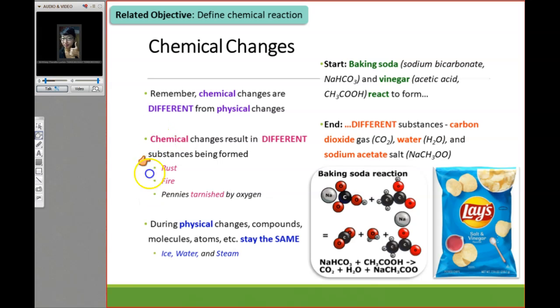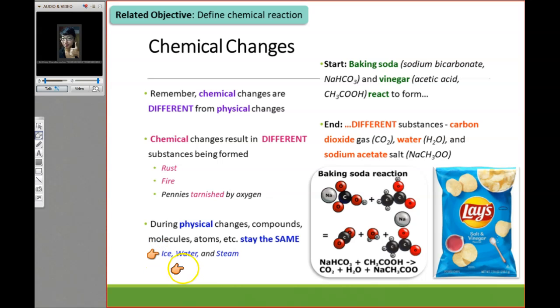So anytime we have chemical changes, that means there's a chemical reaction. That means different substances are being formed. This is different than physical changes. We talked about how phase changes, so freezing and melting and evaporation or vaporization and condensation, all of those things are only physical changes because those things are chemically still the same.